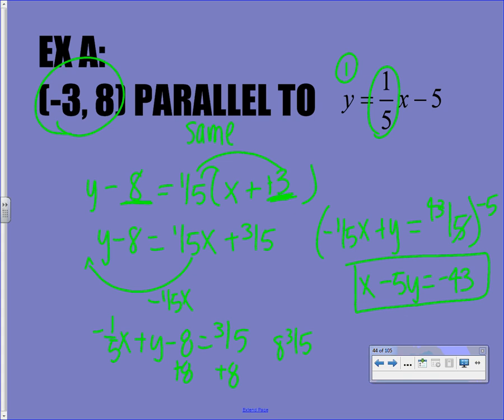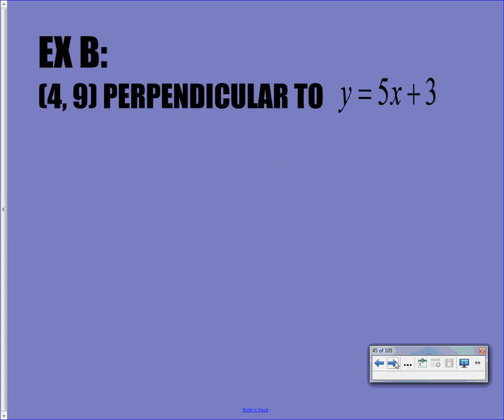You can see that today's lesson takes a lot of time and a lot of steps, so really take your time, go through each step, and watch your negatives. Be very careful here. Example B says write the equation of a line that passes through 4, 9 and is perpendicular. Perpendicular should hopefully ring a bell.